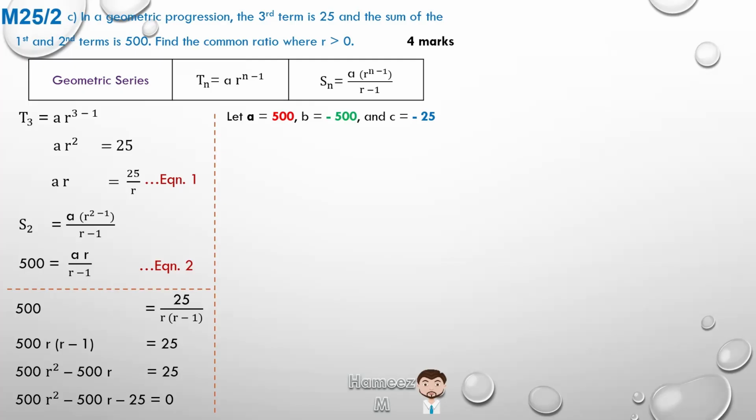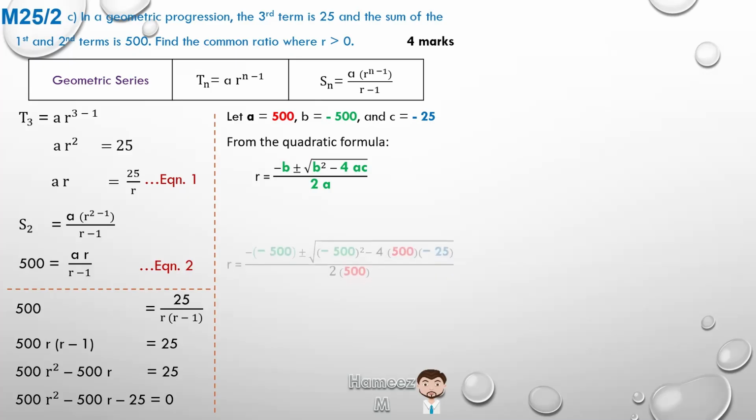So the first term, a, which is the coefficient of r squared, is 500. I have that in red. The coefficient of r is minus 500. We have that in green. And the term with x to the power 0 is minus 25. So let's write the quadratic formula, which is not x in this case, it is r we're solving for: r equals minus b plus or minus the square root of the discriminant, all over 2a.